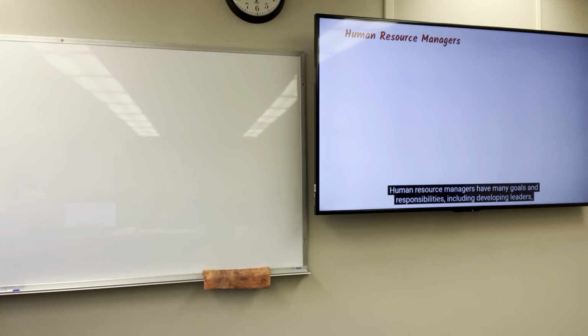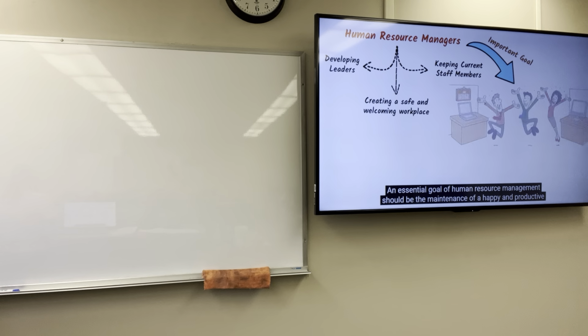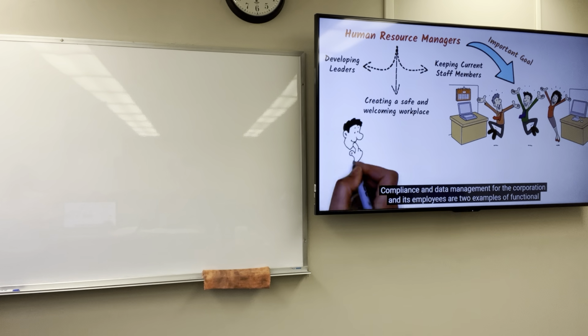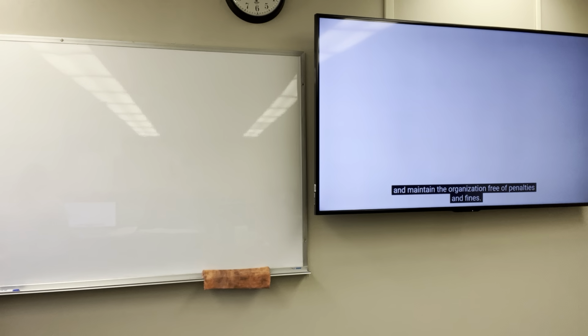Human resource managers have many goals and responsibilities, including developing leaders, creating a safe and welcoming workplace, and keeping current staff members. An essential goal of human resource management should be the maintenance of a happy and productive workforce. Compliance and data management for the corporation and its employees are two examples of functional and organizational goals. It's a significant task for HR departments and managers to manage payroll compliances and maintain the organization free of penalties and fines. Skills and responsibilities of an HR manager.